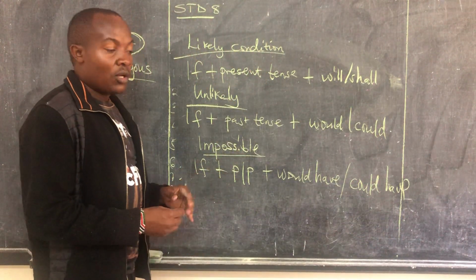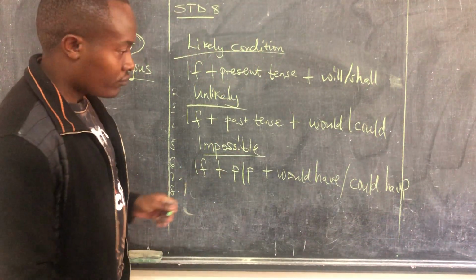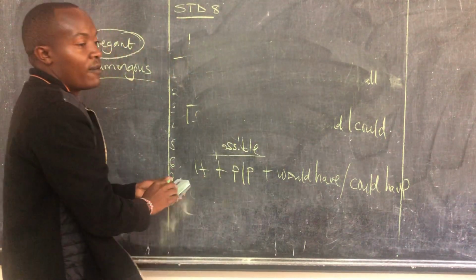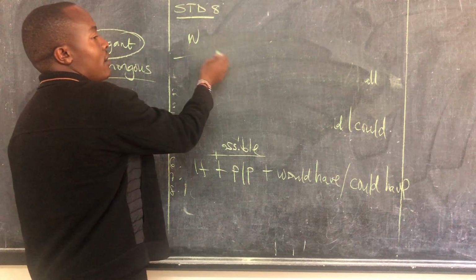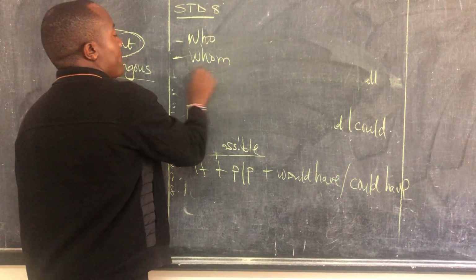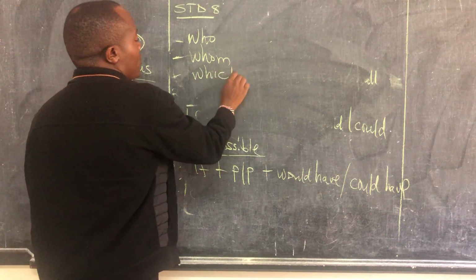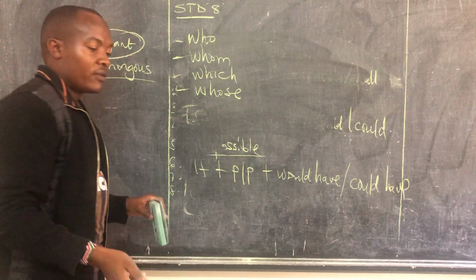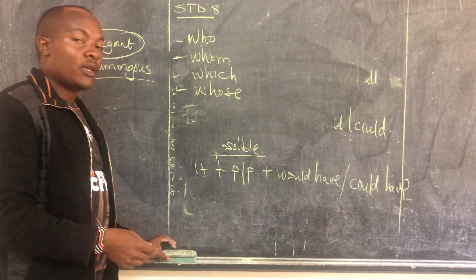Then number 4, which is a relative pronoun, which of course will depend on whether it is human or non-human. Relative pronouns. We have a word like who, we have whom, we have which, we have whose. Just to mention a few.